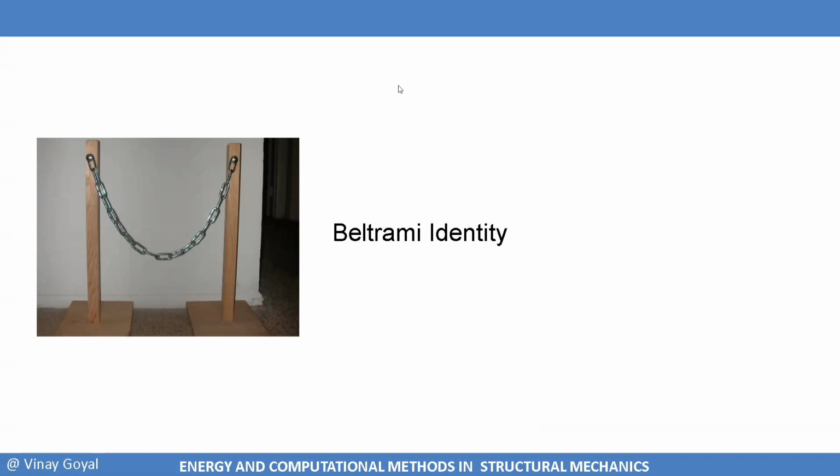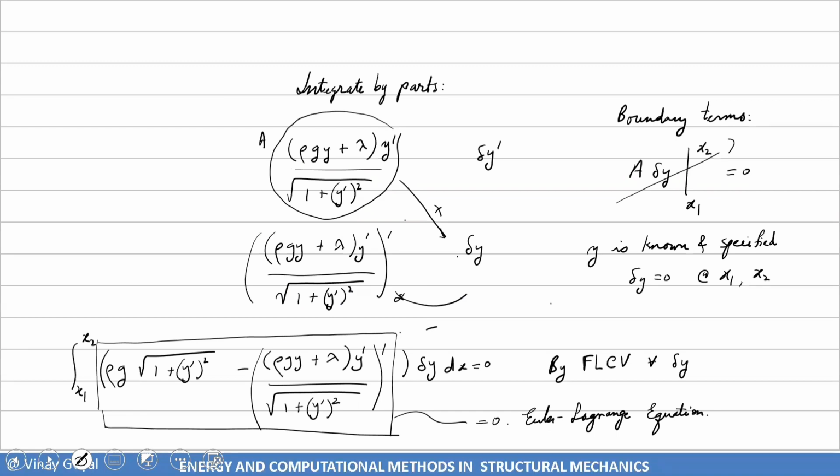Let's go back to the hanging chain problem. And I want to cover something very quickly, and it has to do with the Beltrami identity. And I want to show you the usefulness of that identity. I apologize. And so I don't know if you recall, but we had this.